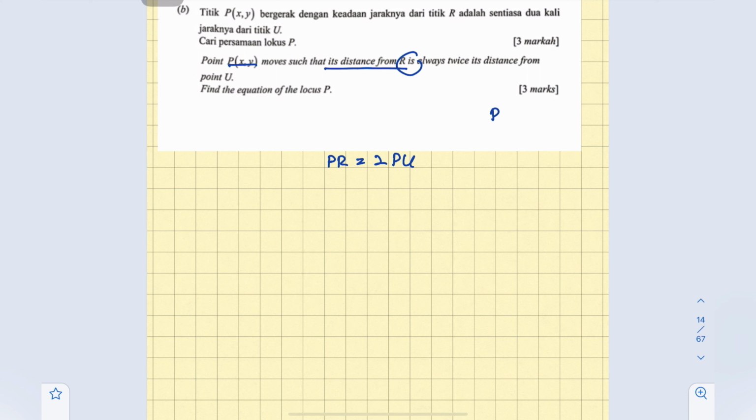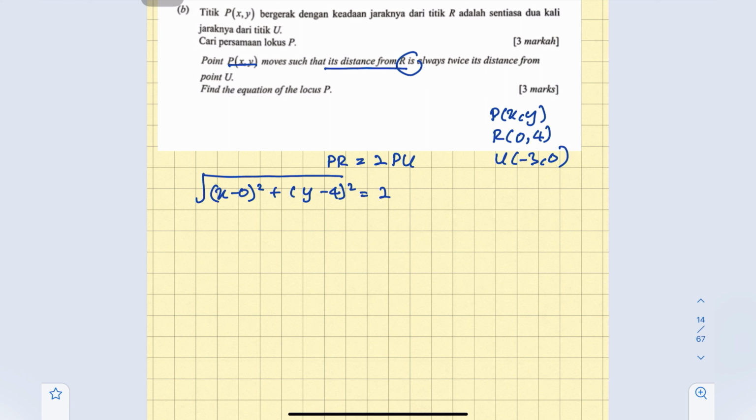So here we have P(x, y). R is (0, 4), from the diagram. So U is (-3, 0). So we use the distance formula to find the equation of the locus. Okay, start from PR first: square root of (x minus 0) squared plus (y minus 4) squared, equals 2 PU, so 2 times square root of (x minus negative 3), so (x plus 3) squared plus (y minus 0) squared.